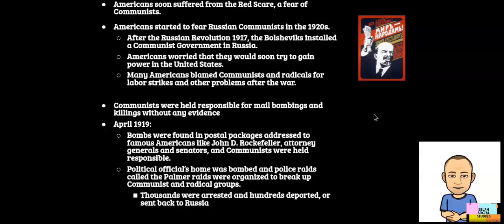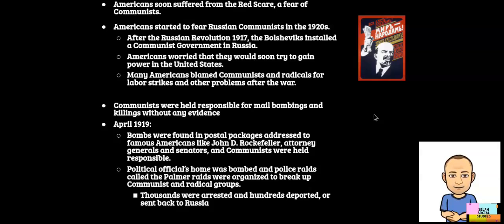attorney generals, and famous people like John D. Rockefeller and J.P. Morgan. Some of the bombs detonated and some of the bombs didn't, but all the bombs were blamed on anarchists and communists, even though there was very little evidence to support the claim. The bombings across the United States led to another fear of Italian anarchists and Russian communists, otherwise known as Reds, and led to a period of time called the Red Scare.